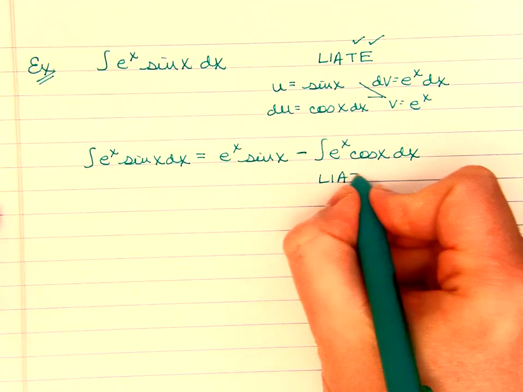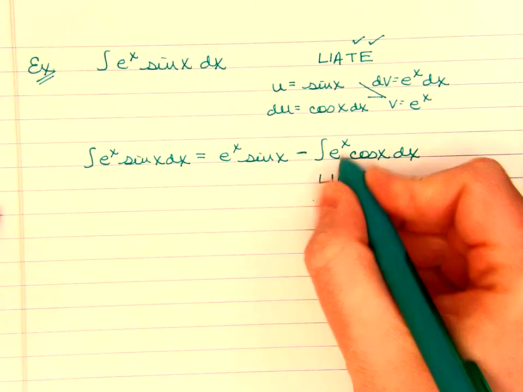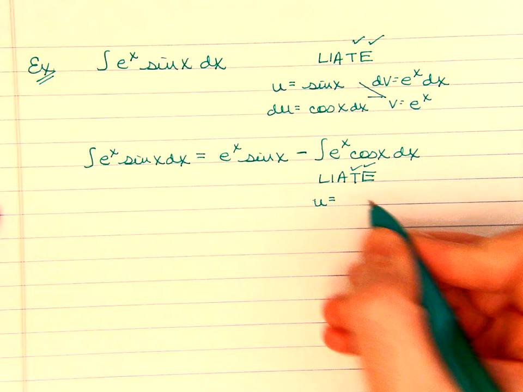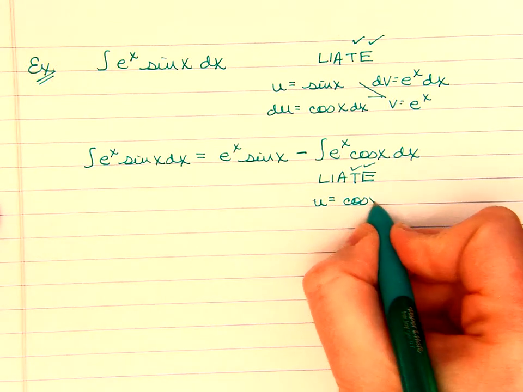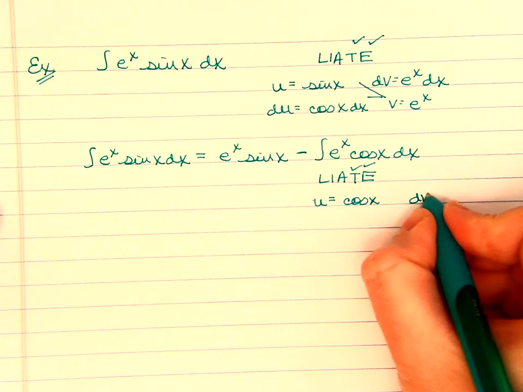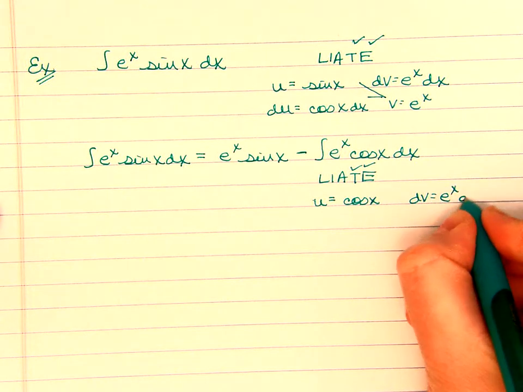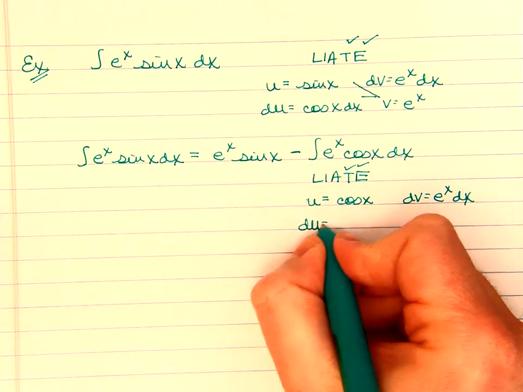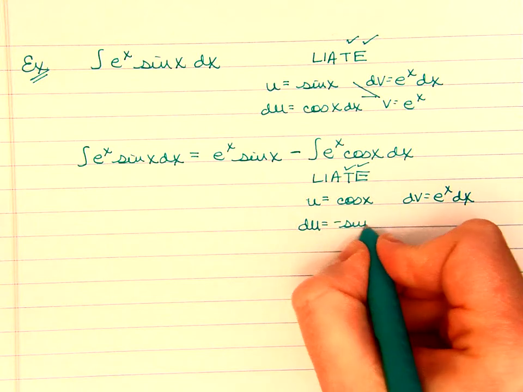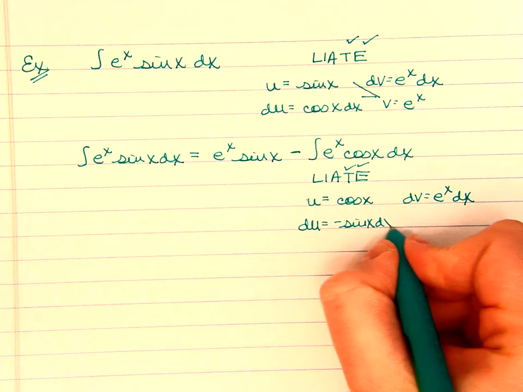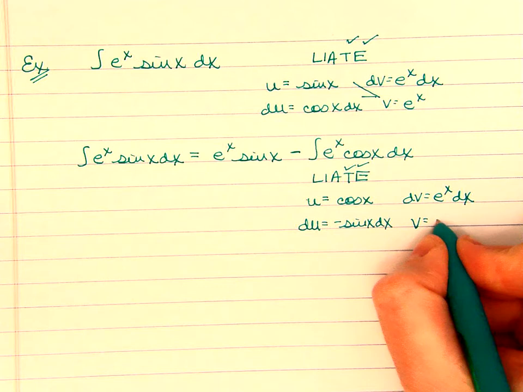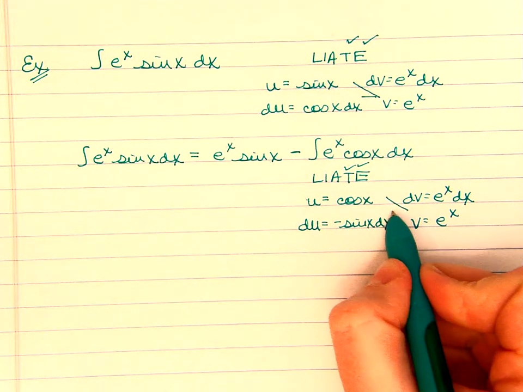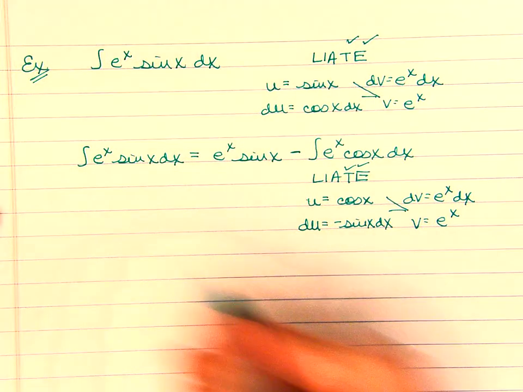So I will. L-I-A-T-E. I've got trig and I've got something exponential. I'm going to say that u is the cosine of x. My dv is e to the x dx. Derivative of the cosine of x is negative sine x dx. Integral of e to the x dx is e to the x. So u times v minus the integral of v du.